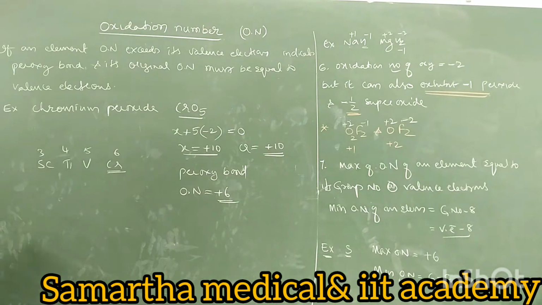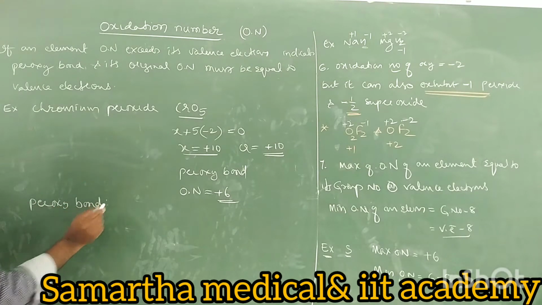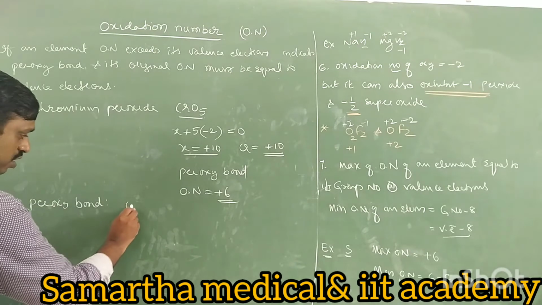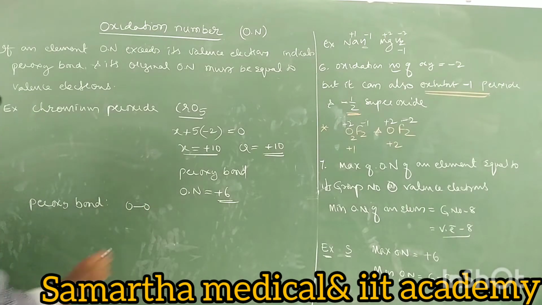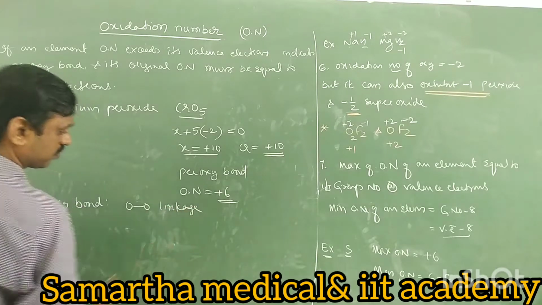Okay. Then it has a peroxy bond. Then what is the meaning of peroxy bond? Two oxygens. A peroxy bond means the bond present between two oxygen atoms, an oxygen linkage, right, like this. This oxygen linkage is called a peroxy linkage or peroxy bond.